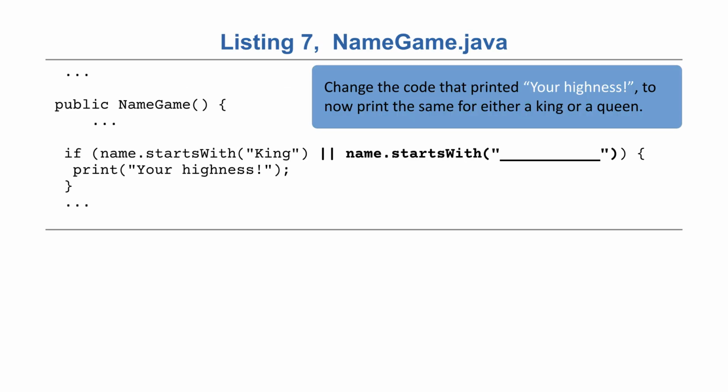Change the code that printed Your Highness to now print the same for either a king or a queen. Run it. What happened? If you entered a name starting with king or queen, it should print Your Highness.